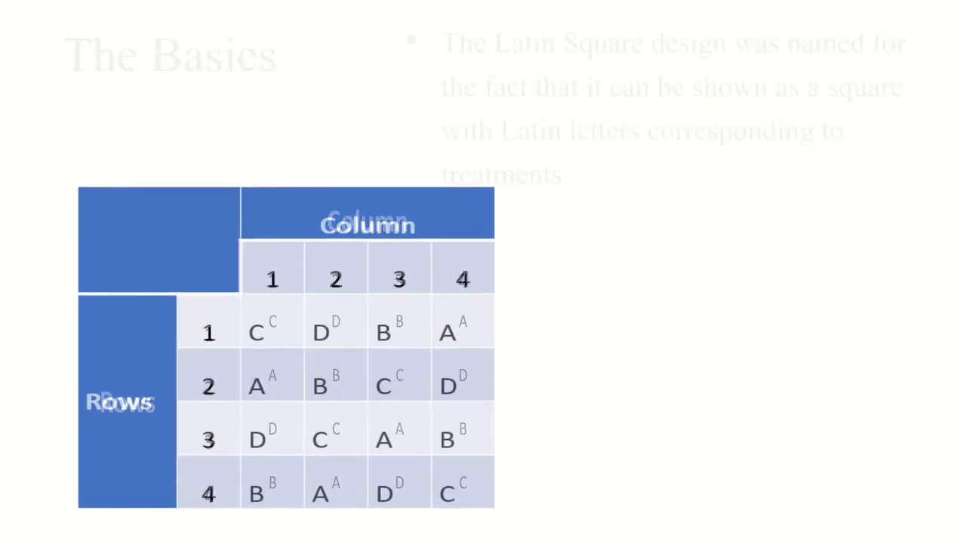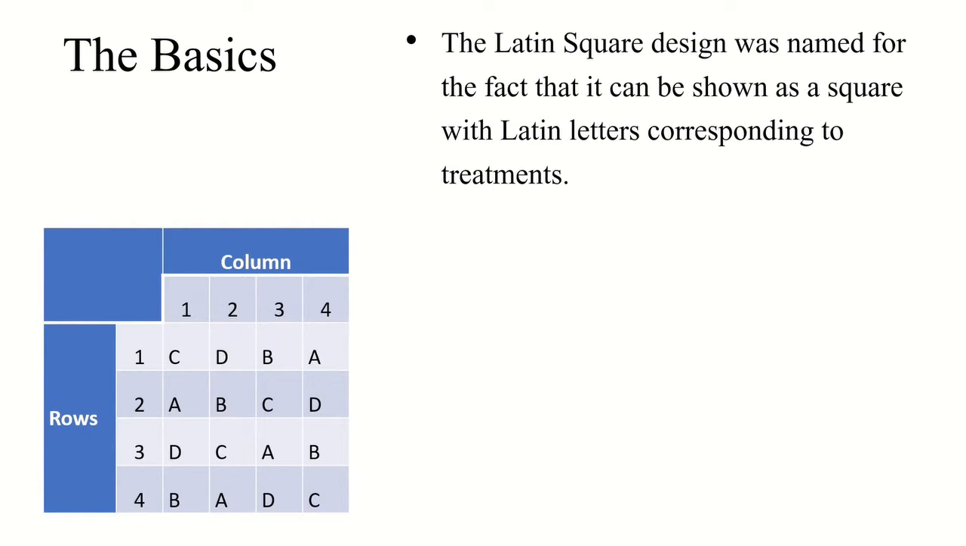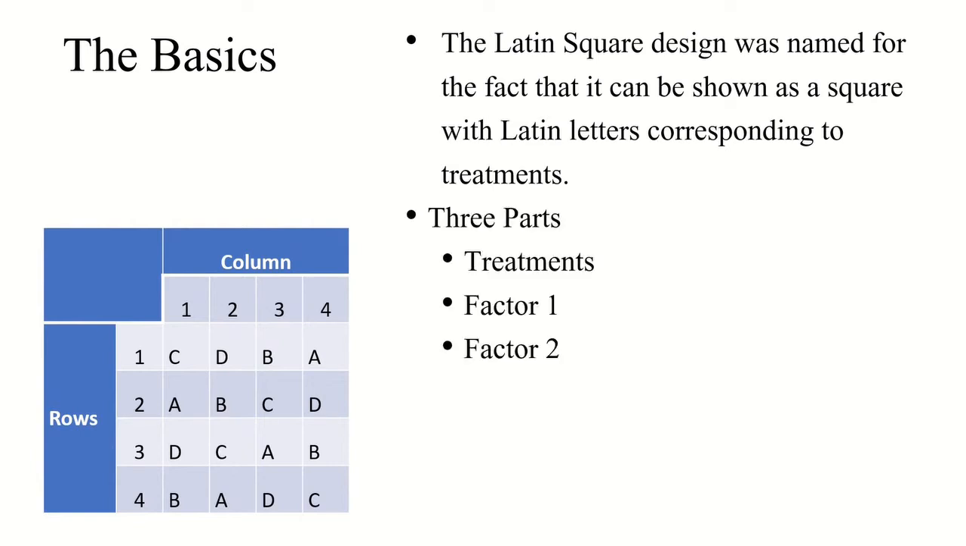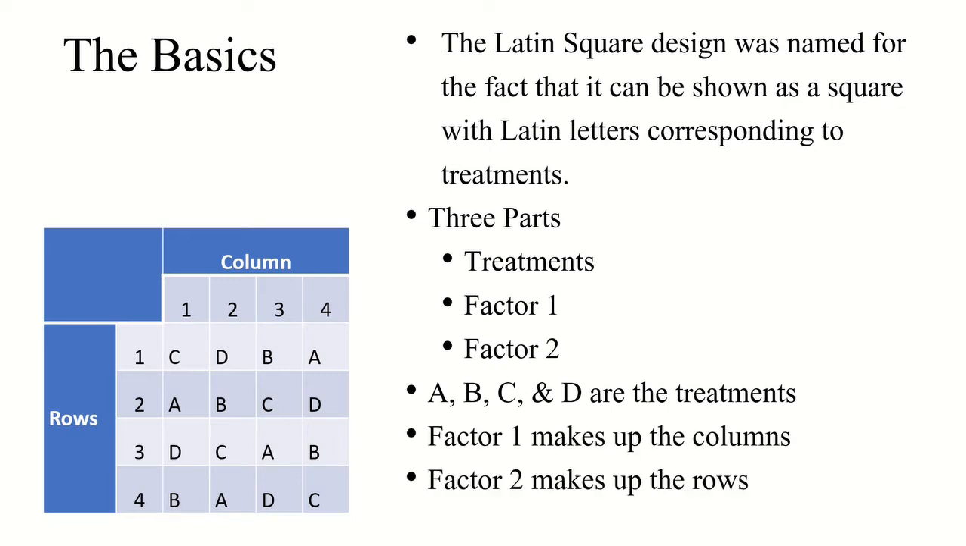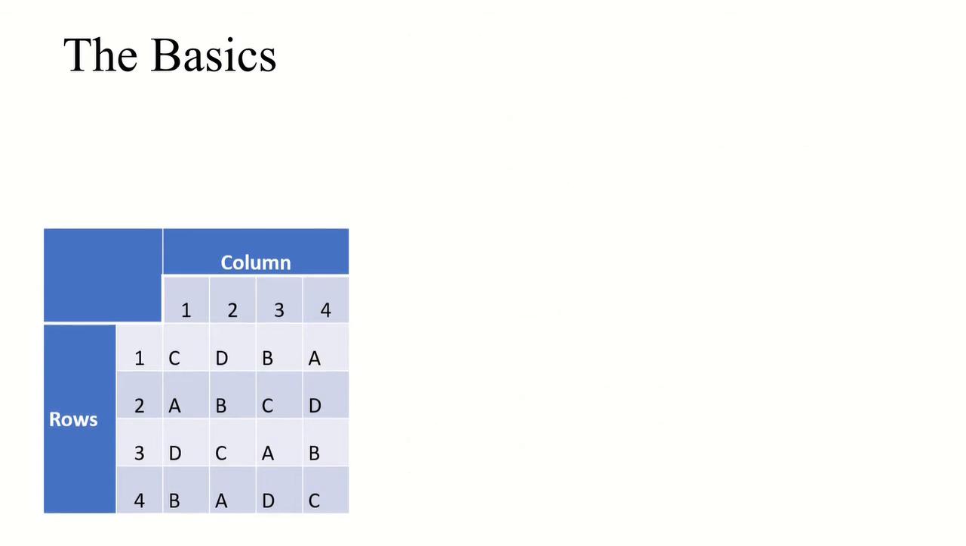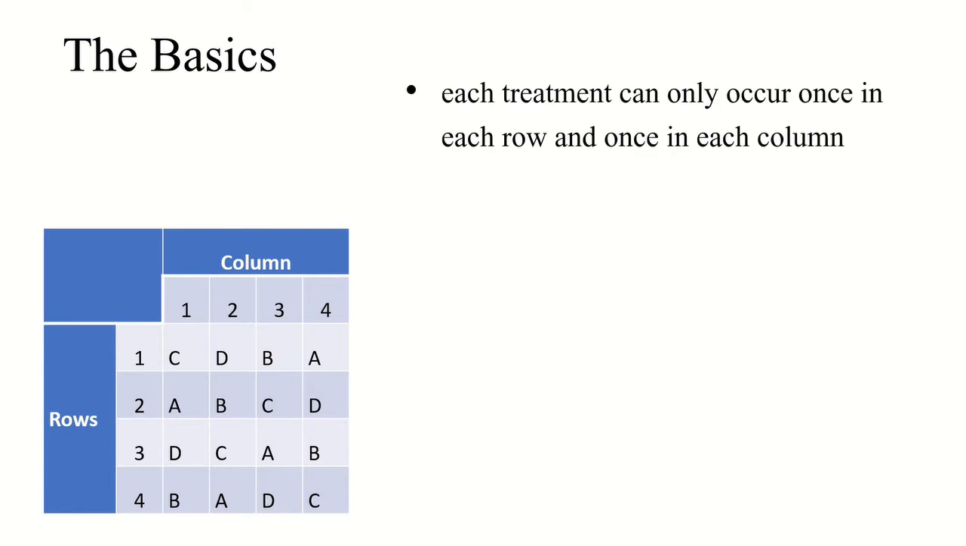The squares are composed of three parts: the treatments and the two blocking factors. Looking at the Latin square in the bottom left, we see that the treatments make up the 16 squares denoted by A, B, C, and D, and the two blocking factors are represented by the rows and columns. It is important to note that each treatment can only occur once in each row and once in each column, because this is what allows us to control the variance.